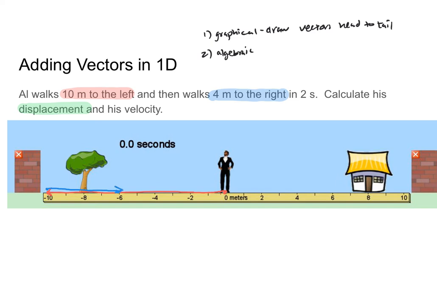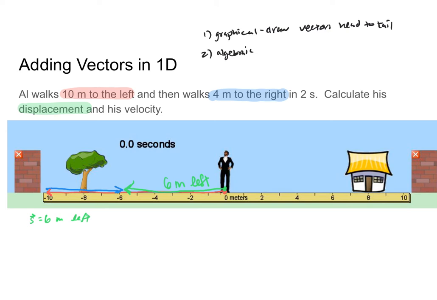the right. The sum of those two vectors is his displacement, and I'm going to draw that by writing a dot where Al started and drawing an arrow that points to where my final vector ended. That gives me a vector that is pointing 1, 2, 3, 4, 5, 6 meters to the left. And that is going to be my displacement. So through the graphical method, I found that my displacement was 6 meters left.